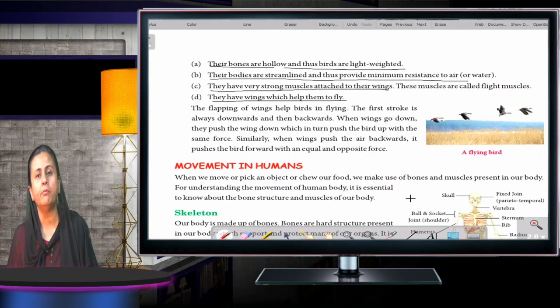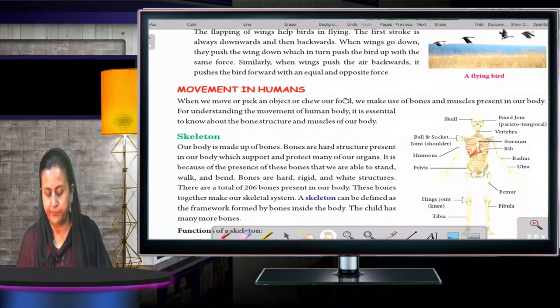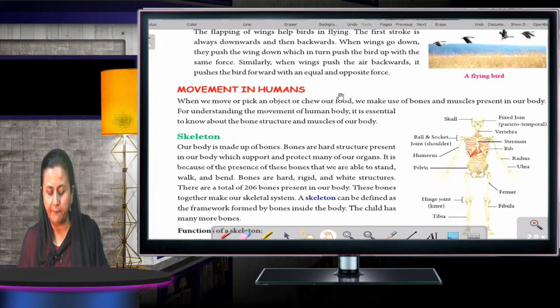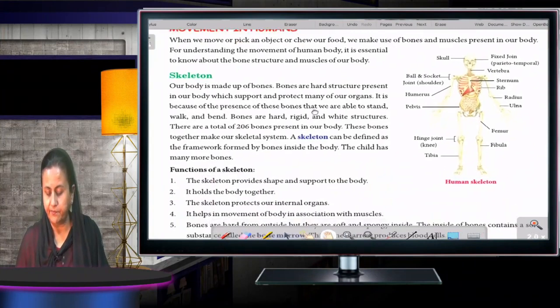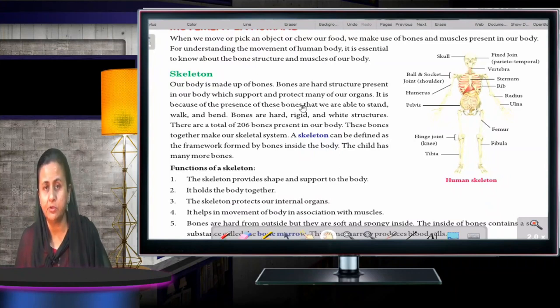Okay, now we will talk about movement in humans. Children, see, human being is a vertebrate. That means we all have a backbone. Okay, now the first thing is skeleton. What is skeleton? The framework of bones in a body is known as skeleton. A skeleton provides a proper shape to the body.